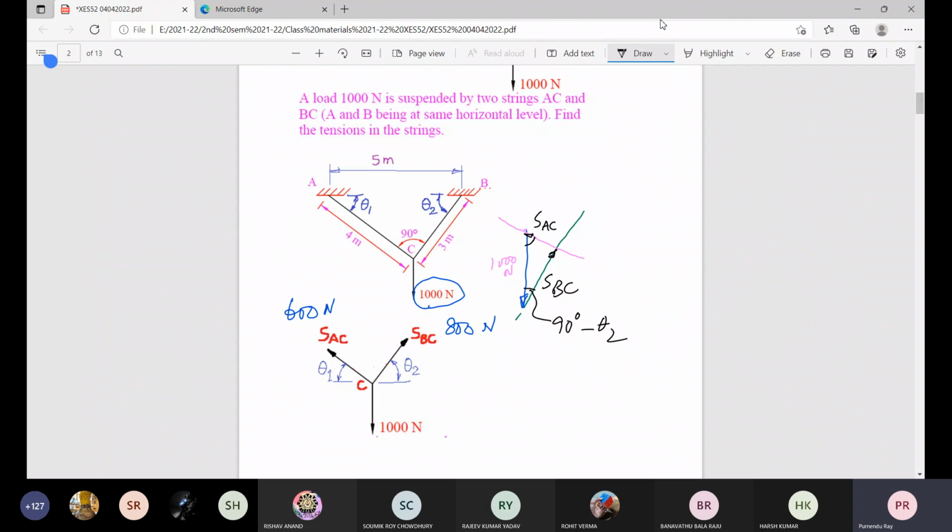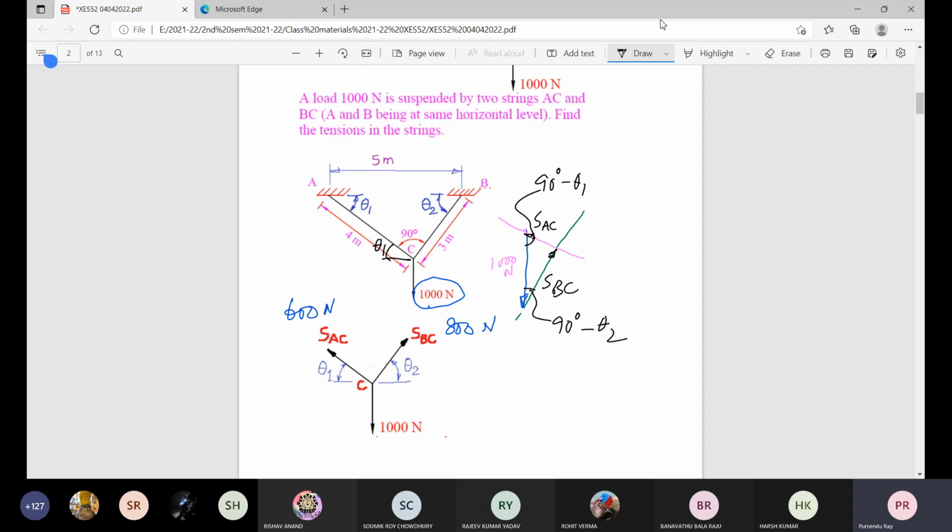I am not asking for any calculation. From simple geometry, sir, this direction is at an angle 90 minus theta 1. Exactly. Don't speak numerically, I have not calculated.